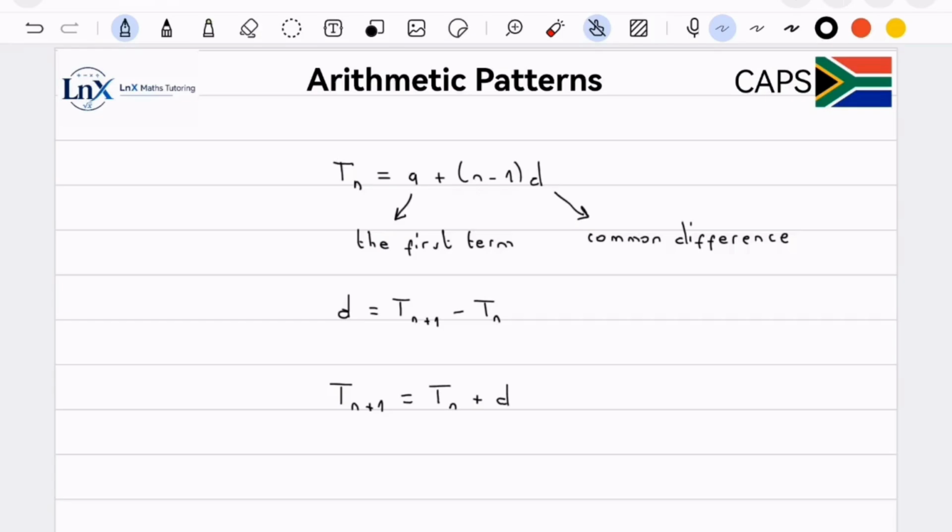Then in order to know whether we have an arithmetic pattern or not, there is an equation that we can use to check that. So the difference between consecutive terms should be equal, such that the difference between the third term and the second term should be equal to the second term minus the first term. So in order for us to have an arithmetic pattern, this equation should hold.